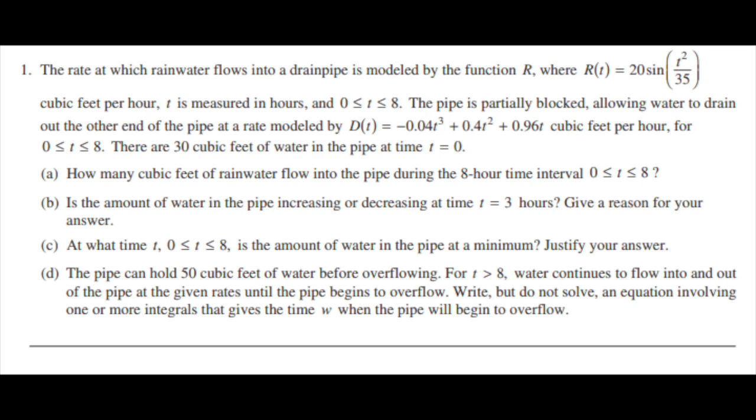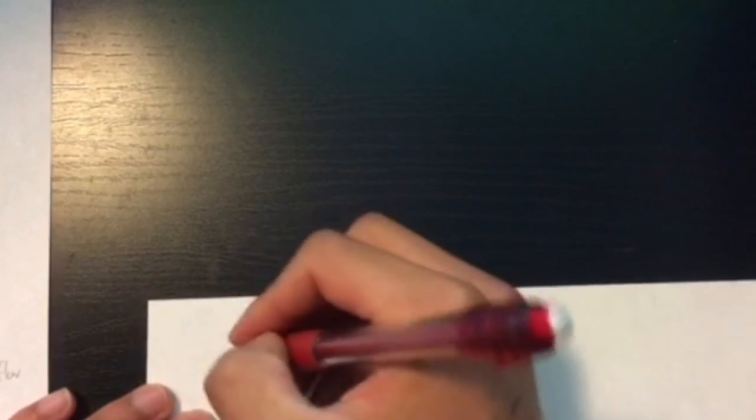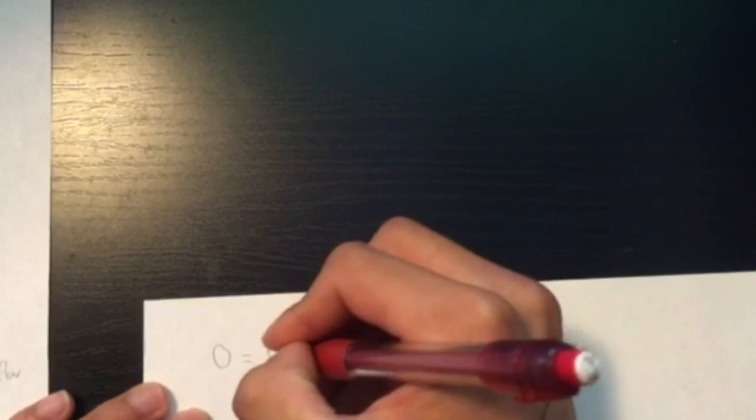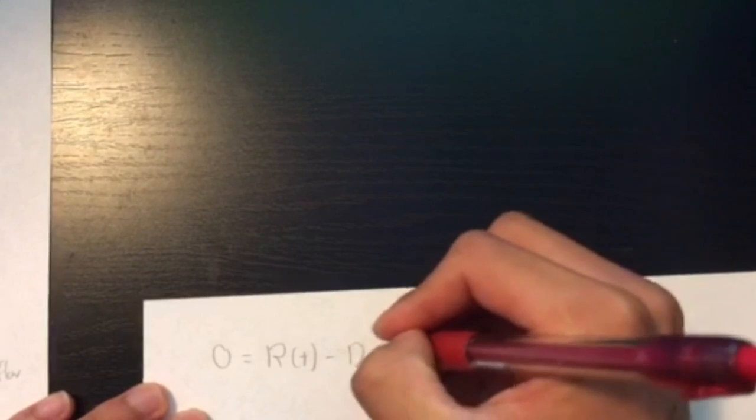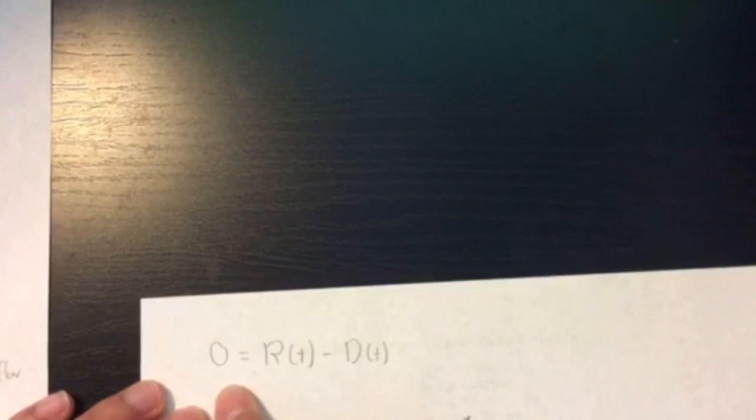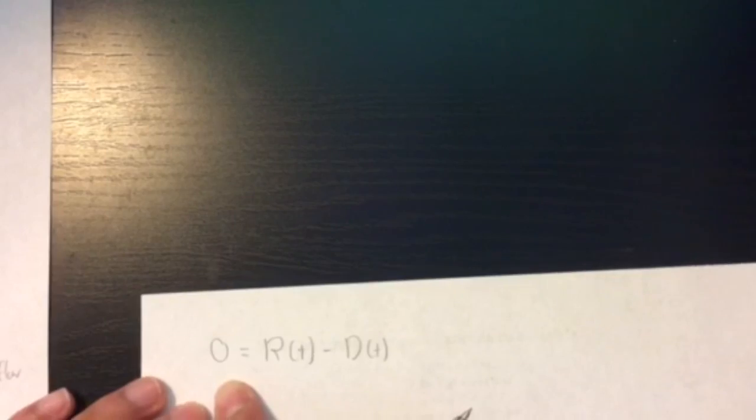Let's see. At what time from 0 to 8 is the amount of water in the pipe at a minimum? Justify your answer. The amount of water in the pipe is going to be dependent both on the rate flowing in and the rate flowing out. So we want to know what the zeros are of that overall function. So we need the rate flowing in minus the rate flowing out. So when is that equal to 0?